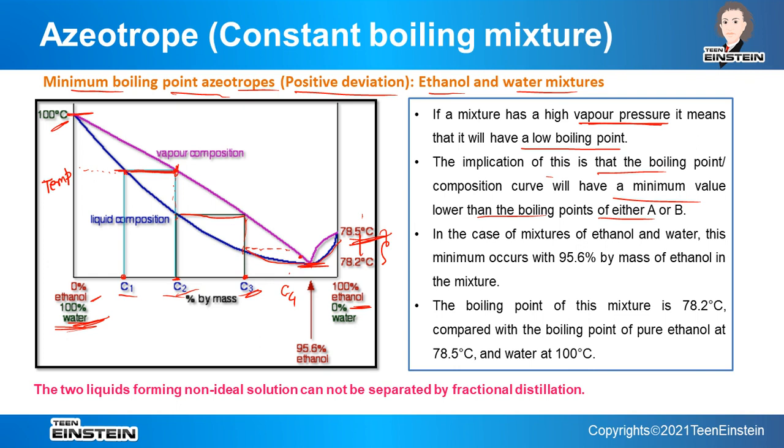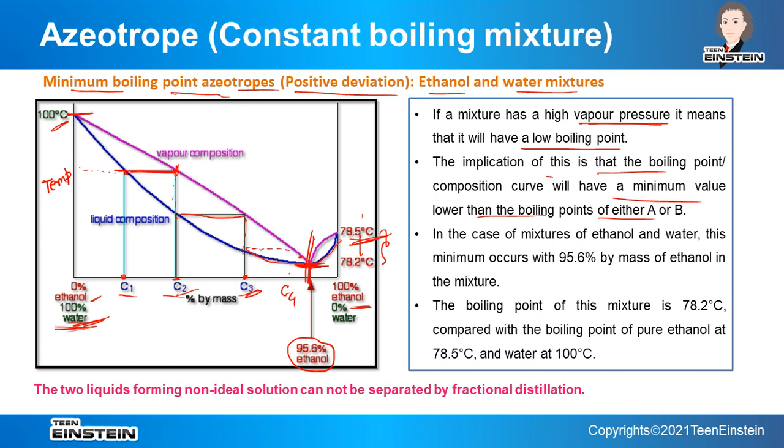But now the problem will arise, because when we are reaching this point, the composition is 95.6% ethanol and 100 minus 95.6 is for water. So when we reach this particular composition, see these two curves are meeting with each other. That means now the composition of component A and B, that is ethanol and water, is the same, the same ratio of water and ethanol, both in liquid phase as well as in vapor phase.